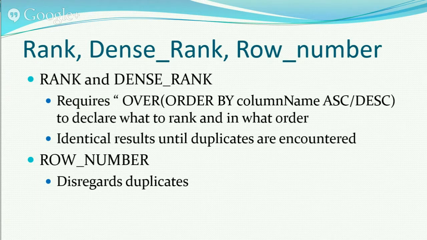Rank and dense rank differ when duplicates are involved: rank will repeat the rank value. So say your second through fourth rows contain the same value, but your fifth row is different. Rank will return 1 for the first row, 2 for the next 3 rows, and then 5 for that fifth row. So it skips the third and fourth values. Like golf.